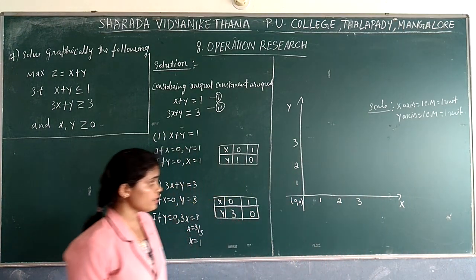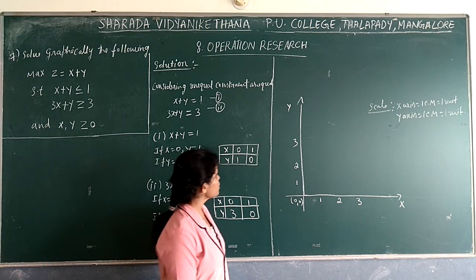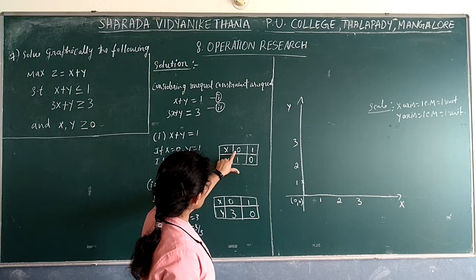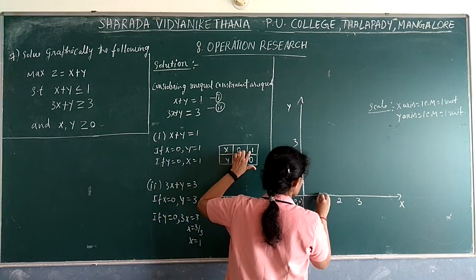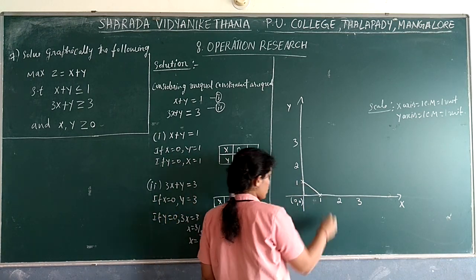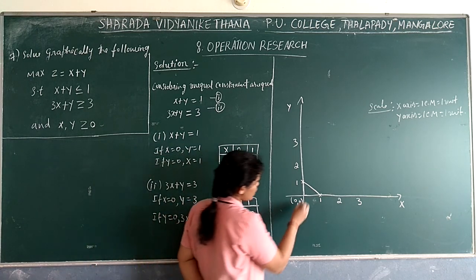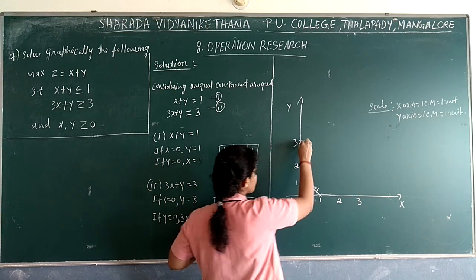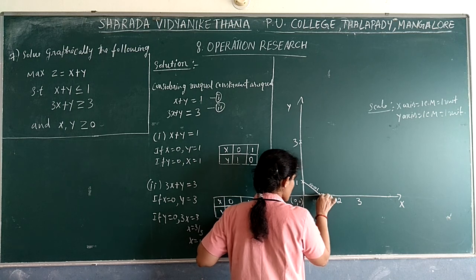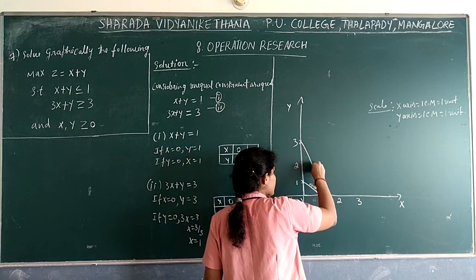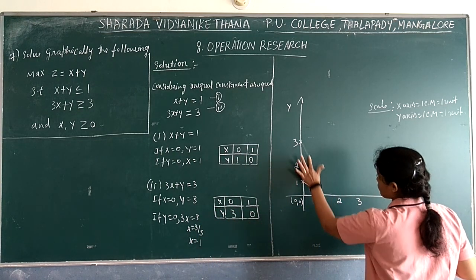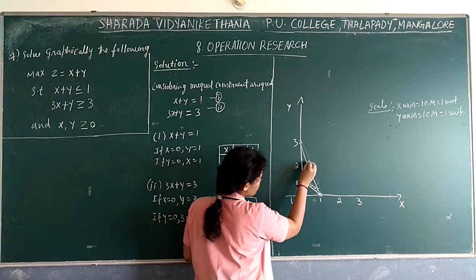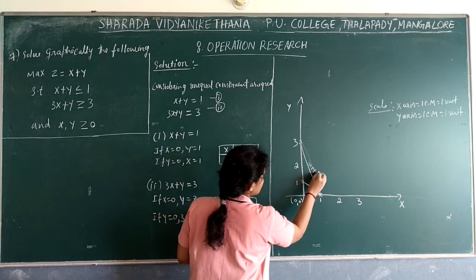Now see the values and plot those values on the graph. Here x is 0, y is 1. Here y is 0, x is 1. So from the first equation we get the line for x plus y is equal to 1. Now see the second equation. X is 0, y is 3 and y is 0, x is 1. From here we get the line for the second equation, that is 3x plus y is equal to 3.